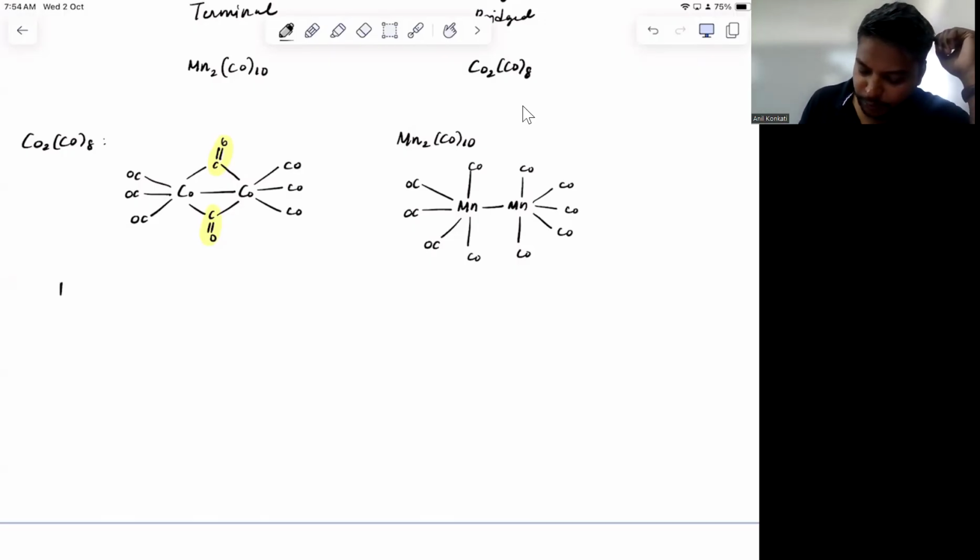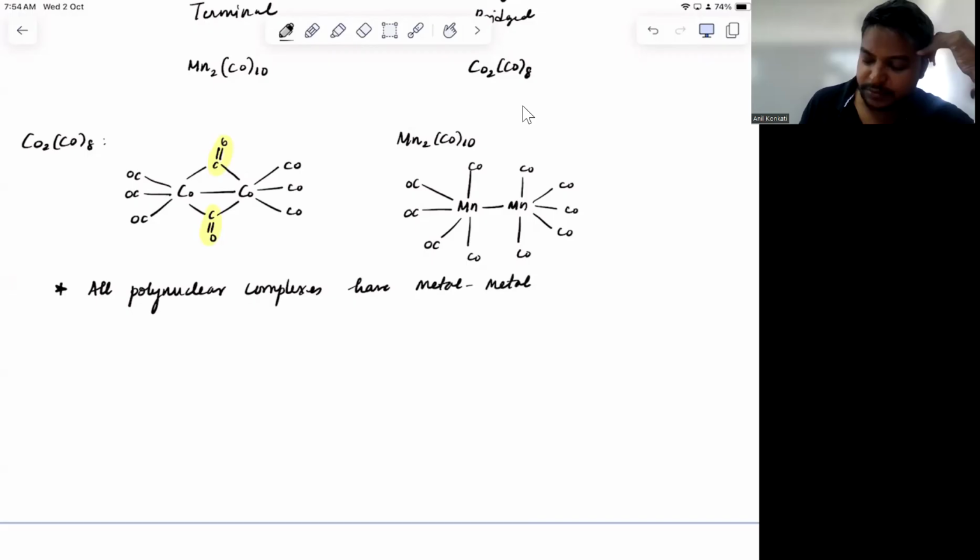Now, important point here is all polynuclear complexes must have metal-metal linkage. Without metal-metal linkage, it does not exist. At least one must be having a metal-metal linkage. Clear? Okay.